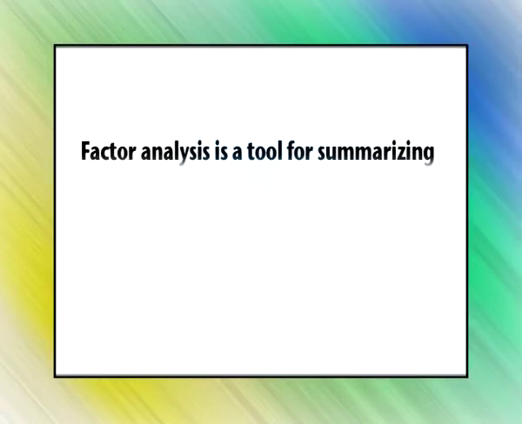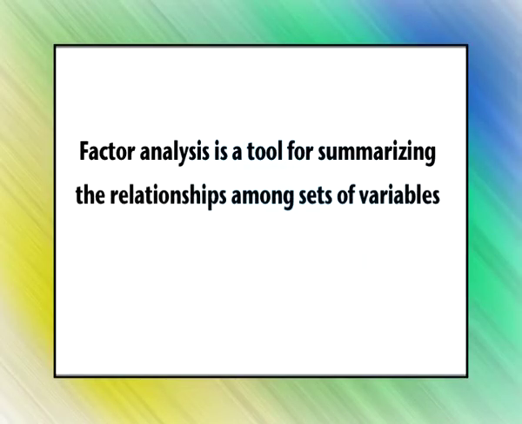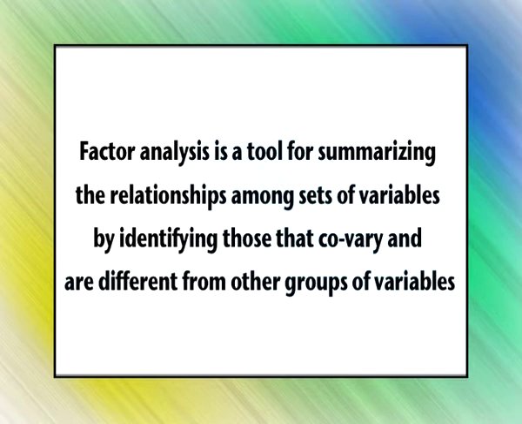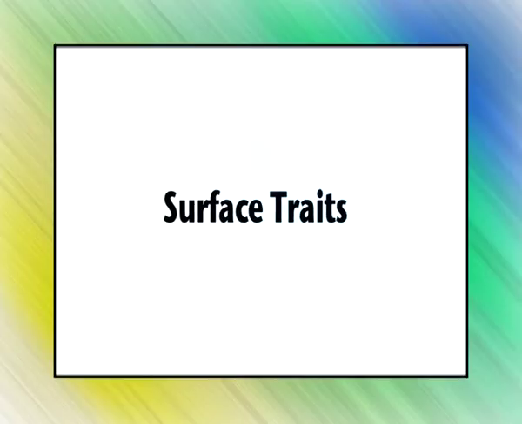He used a statistical procedure called factor analysis to determine the structure of personality. Factor analysis is a tool for summarizing the relationship among sets of variables by identifying those that co-vary and are different from other groups of variables. In personality theory, factor analysis can be used to identify which set of variables most simply and accurately reflect the structure of human personality. Cattell began by measuring visible features of personality, which he called surface traits.